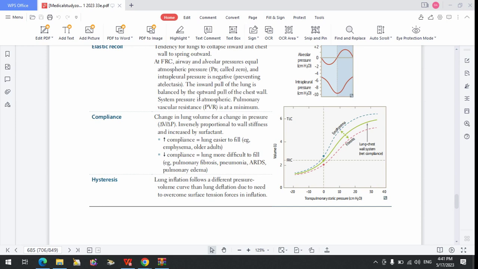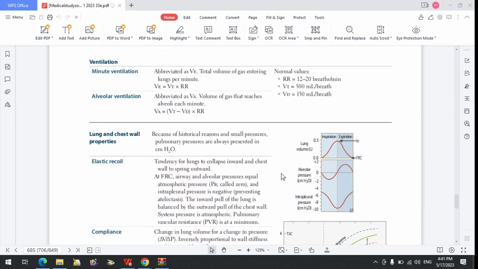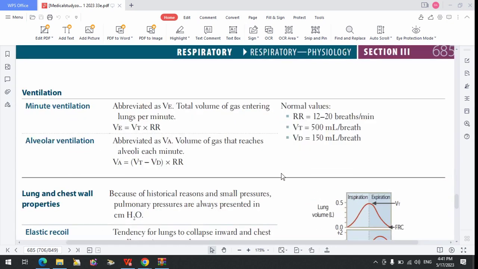So I want to ask: does that mean that surfactant is helping compliance? Yes, surfactant helps compliance. It helps it to succumb by reducing the surface tension within the lungs. Surfactant prevents the lungs from collapsing on itself. Don't worry, don't stress yourself. Let me just show us what I explained yesterday. I'll go back to what I explained yesterday.